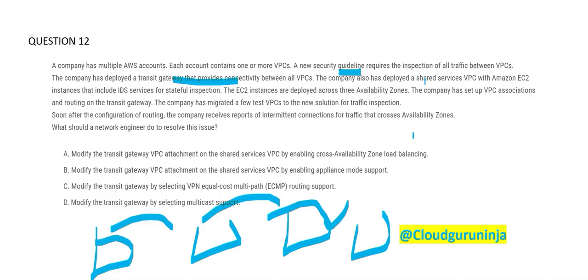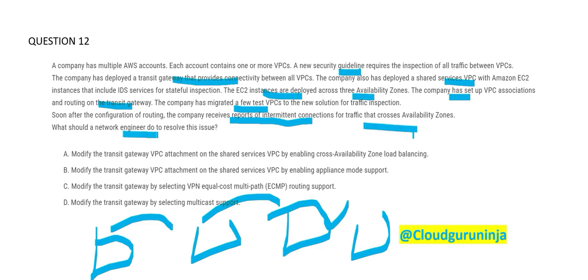The company has deployed a shared services VPC with EC2 instances. The EC2 instances are deployed in 3 availability zones, so that if one goes down, your application is still up, and the company has set up VPC associations and routing on the transit gateway. The company migrated a few test VPCs to a new solution. Soon after configuring the routing, the company receives reports of intermittent connections for traffic that crosses availability zones. So as a network engineer, what will you do?